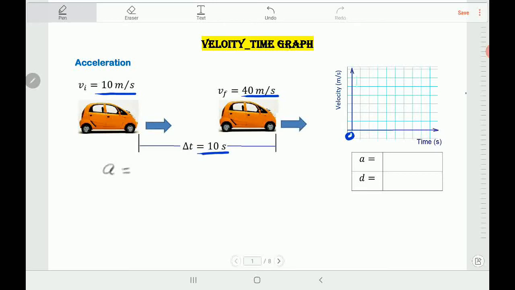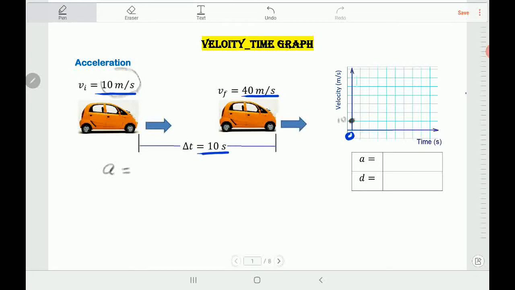We call this graph the velocity time graph, where the x-axis is the time and the y-axis is the velocity. We'll start with the first condition. The initial velocity of the car was 10 meters per second. We'll assume the t at this time is equal to 0. So at 0, the speed is equal to 10. So we say this is 10 meters per second. We'll put a circle here. That's the initial velocity, Vi, that we just represented.